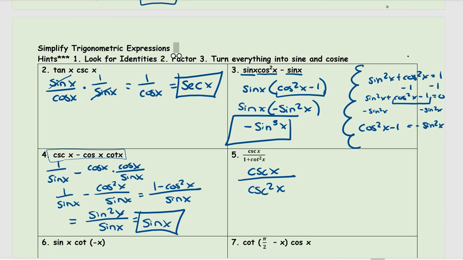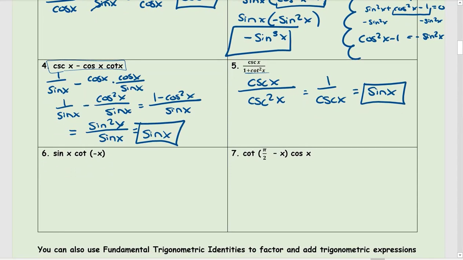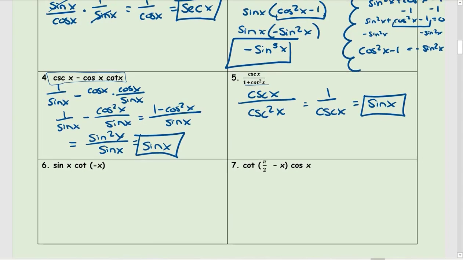So we have one cosecant on the top, 2 cosecants on the bottom, which means we're going to reduce it to 1 over cosecant of x, which is just, again, sine of x. That one was a little quick because we didn't really have to figure out the Pythagorean identity. Okay, let's keep going. We only have 2 more to do for these.